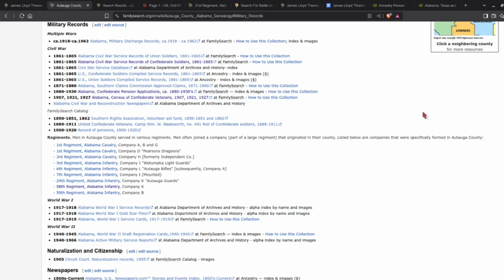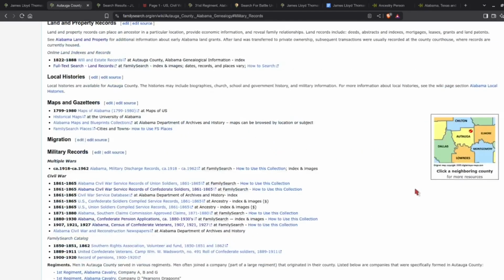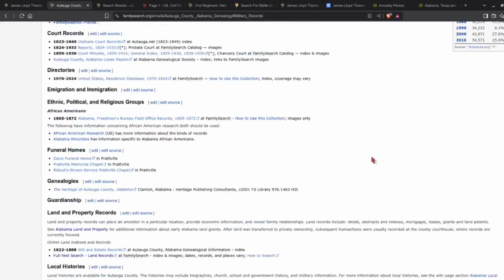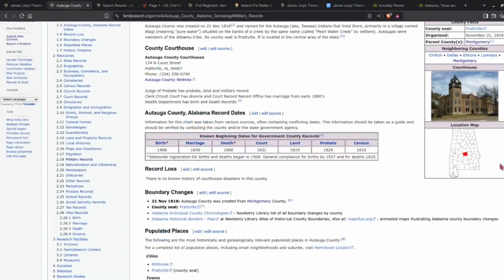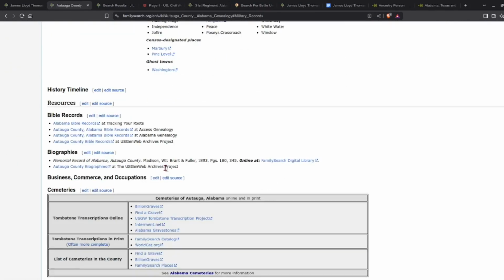And we know that Autauga is further south than Jefferson County. We got a bit of a map here. Here's Autauga and the neighboring counties. Come up and look. So it's a few counties away from Jefferson and Shelby.